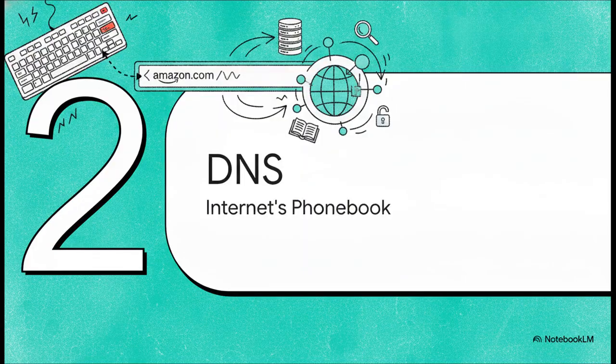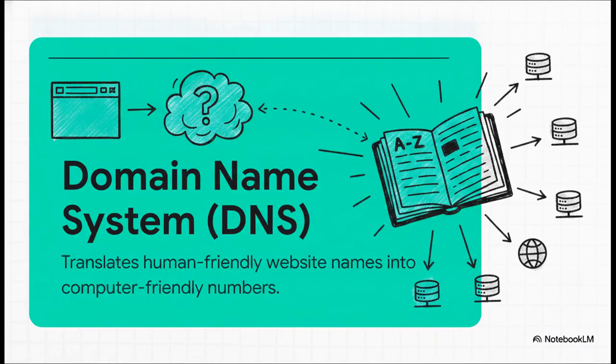Moving right along to part two, let's talk about DNS, otherwise known as the Internet's phone book. The very first thing your browser does after you press enter is check its own memory. It wants to see if it already knows exactly where that website is located. If it doesn't, it has to consult the Domain Name System, or DNS. And this is absolutely crucial. DNS is essentially the internet's phone book. It's this massive global directory that takes the human-friendly website names we type in and translates them into the computer-friendly numbers needed to actually pinpoint that specific server on the globe.